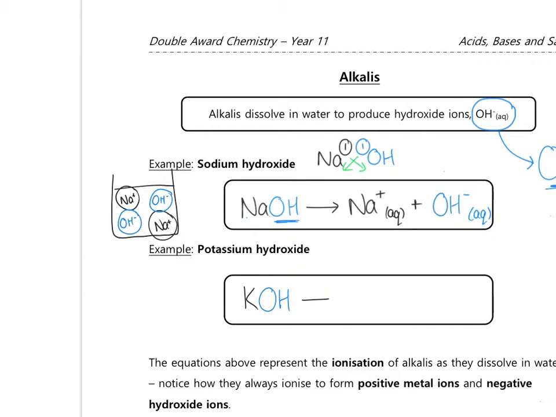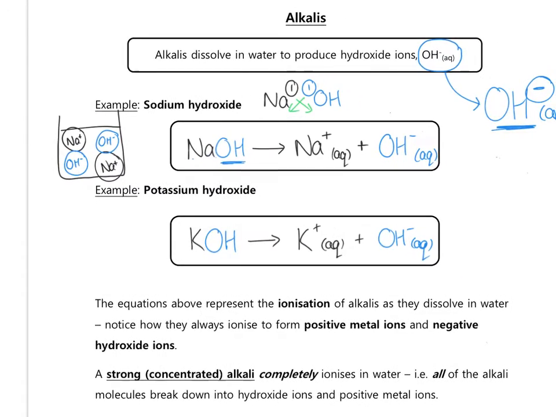So let's have a look at what you got there. Hopefully you can see that it forms a hydroxide ion because it's an alkali. It's dissolved in water, so I need my AQ state symbol. And then also the other ion that forms is a potassium ion, K+, again dissolved in water, AQ. So you can see that's a very, very similar equation. So again, this is the ionization of our alkalis.